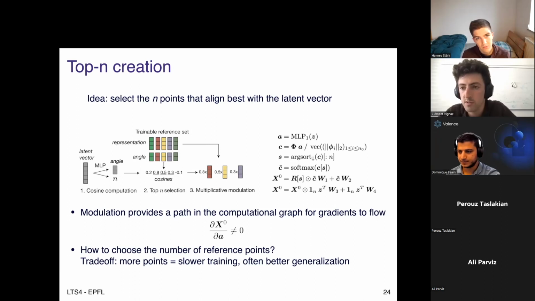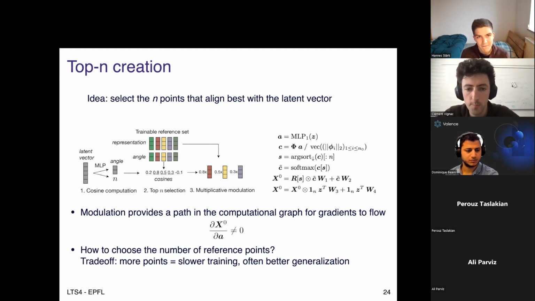Other questions at this stage? Yeah, we have a question in the chat about the flexibility of the reference set. So how many reference vectors do we need to train if we want to generate graphs with up to 1,000 nodes, for example?